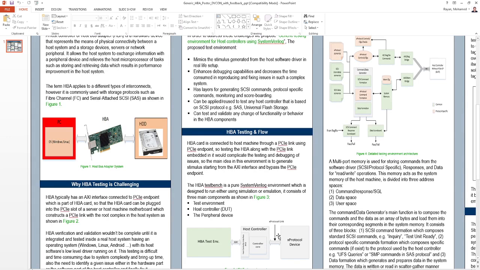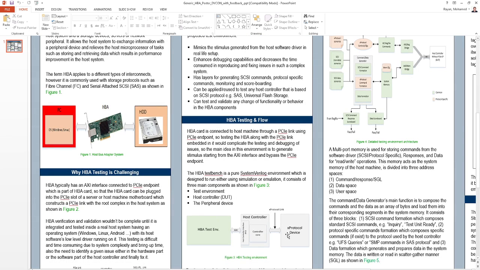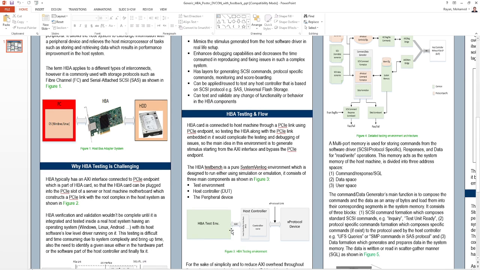The test environment is composed of three main parts: the protocol, the host bus adapter environment that acts as a host system connected to the host controller, and the host controller connected to its peripheral device. However, an important note here is that we are trying to simplify this environment.